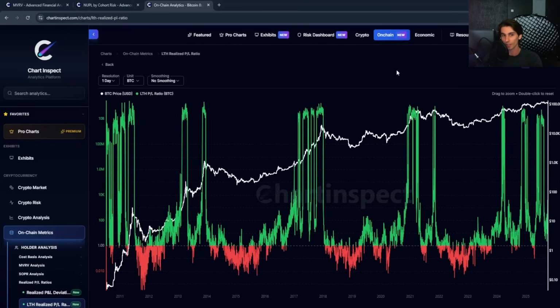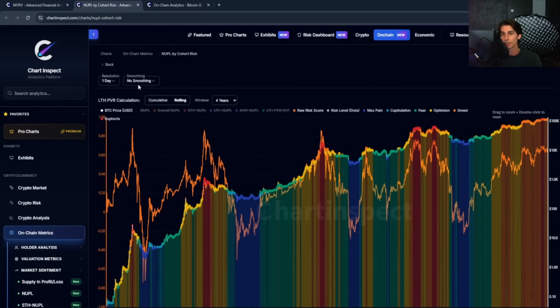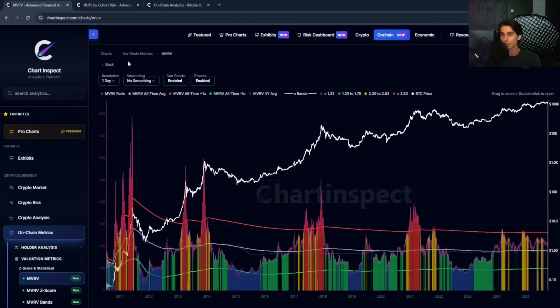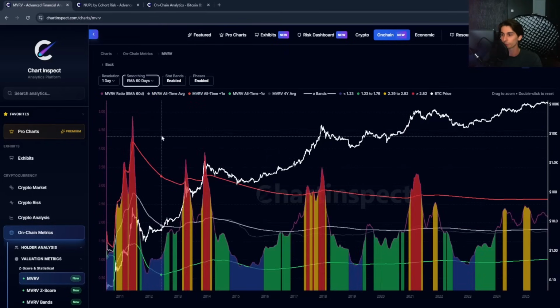So all these charts are for free on chartinspect.com. You can explore them yourselves, adjust the parameters, see different methods of smoothing, right? So you can check the website out if you want. There are many other different metrics that look at different market perspectives. So these aren't the only three I'm looking at.